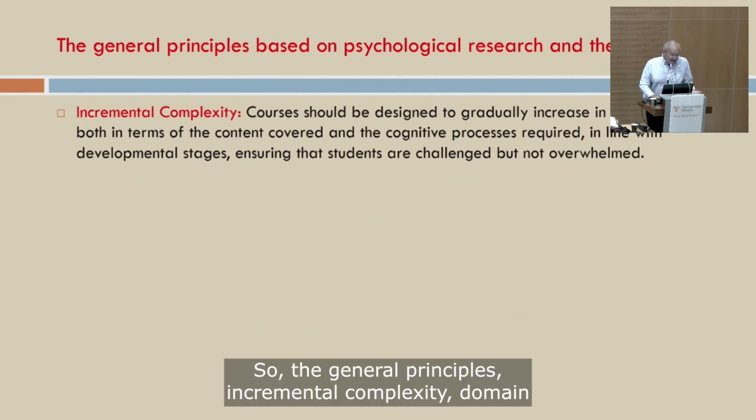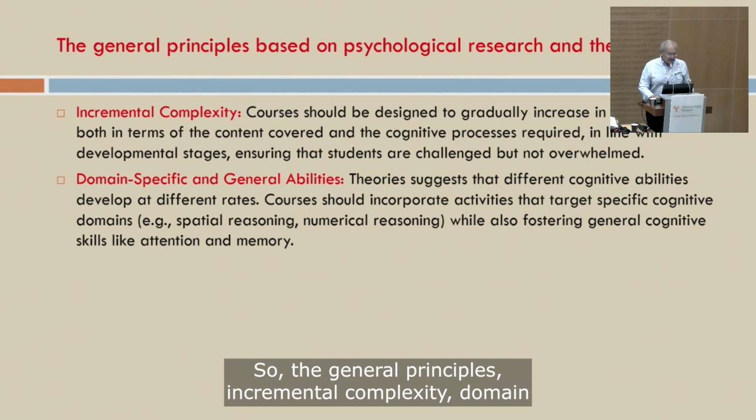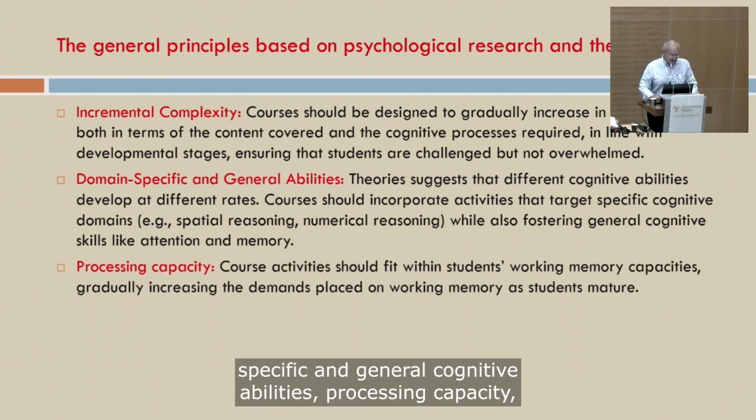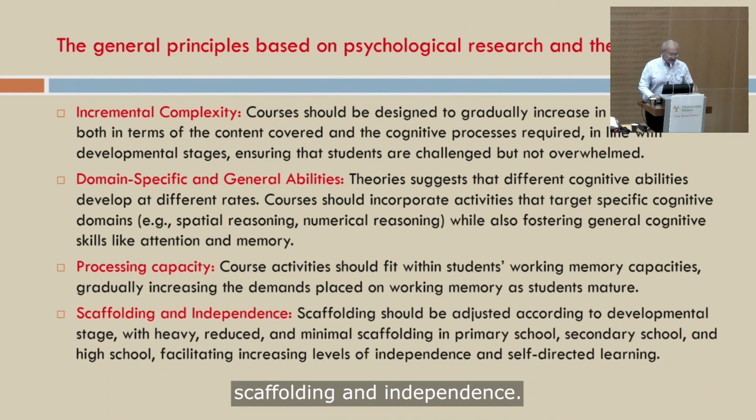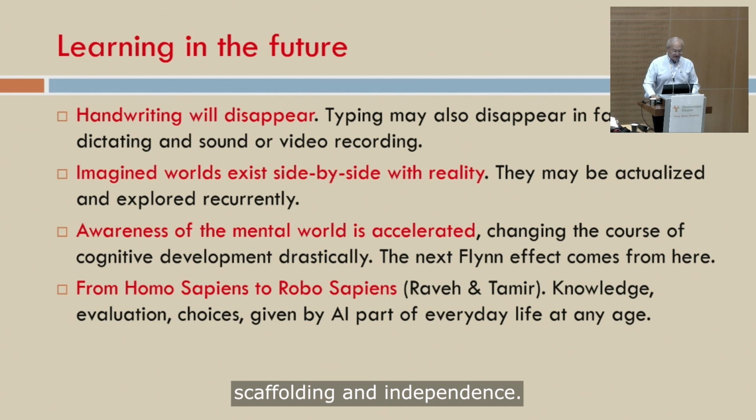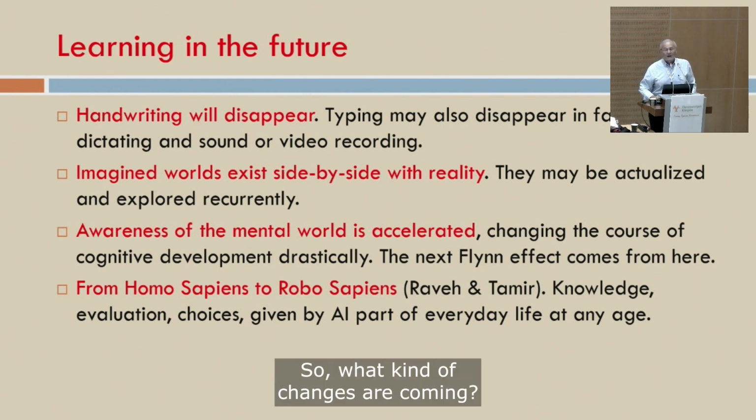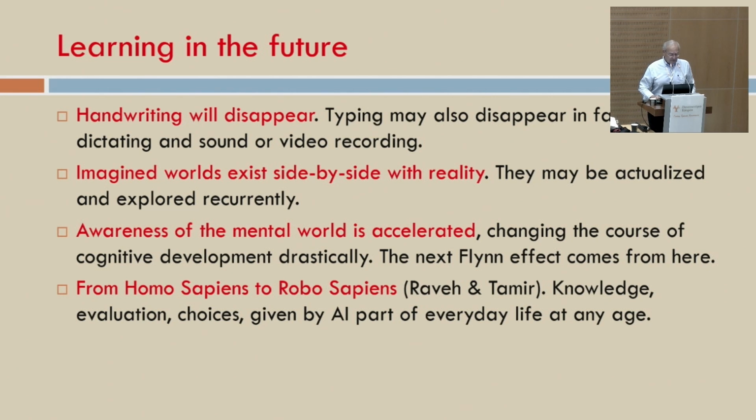So the general principles: incremental complexity, domain-specific and general cognitive abilities, processing capacity, scaffolding, and independence. So what kind of changes are coming? Many.